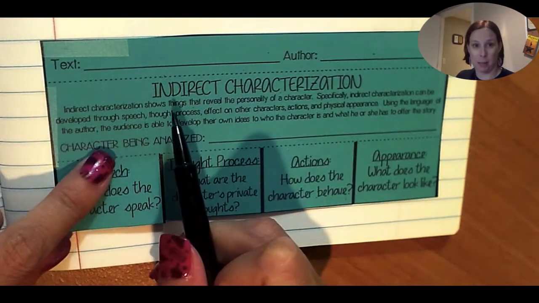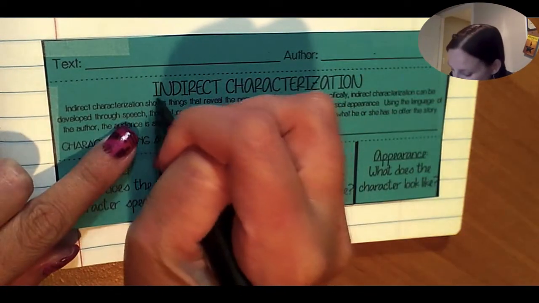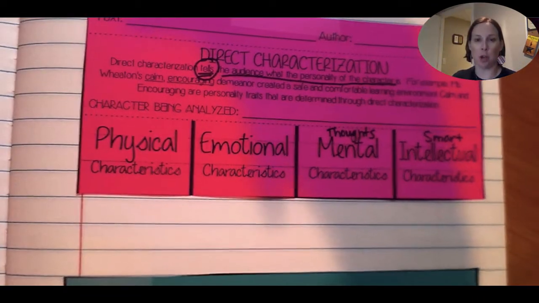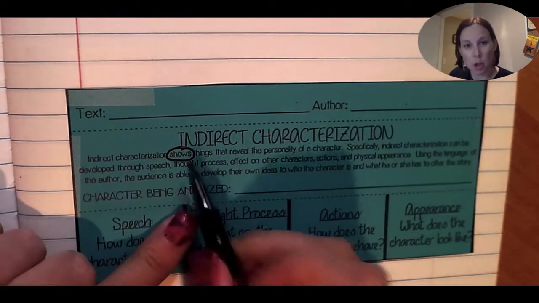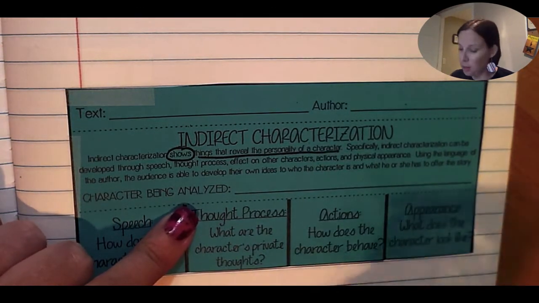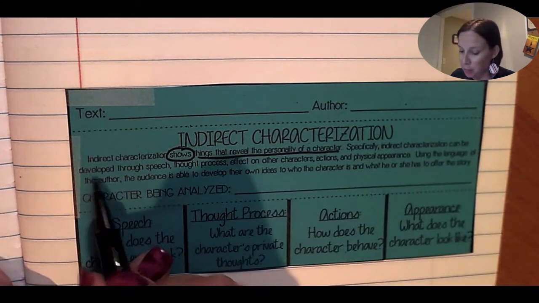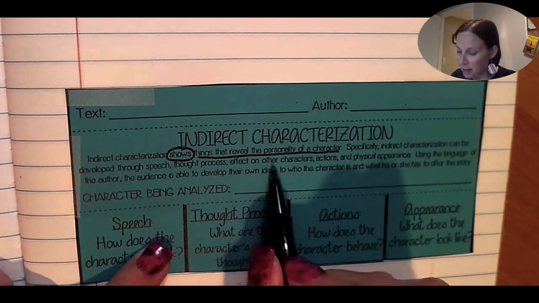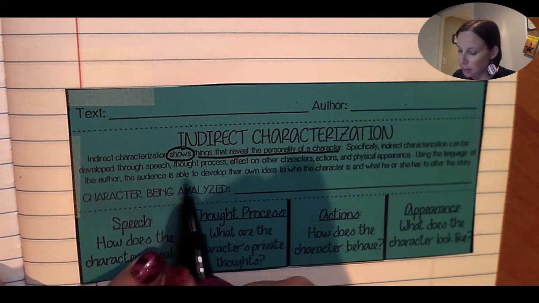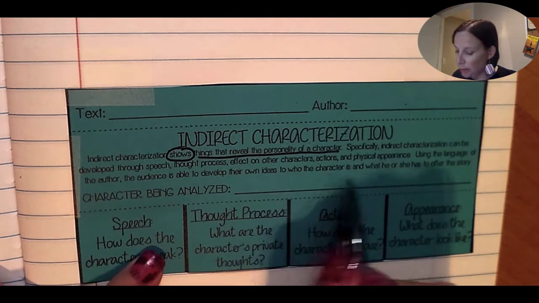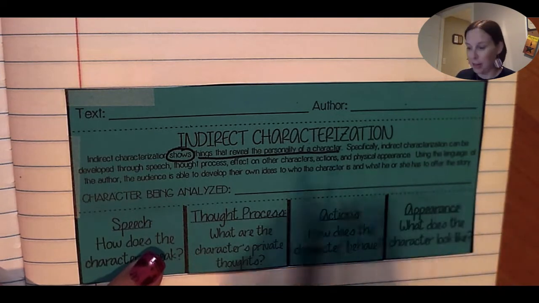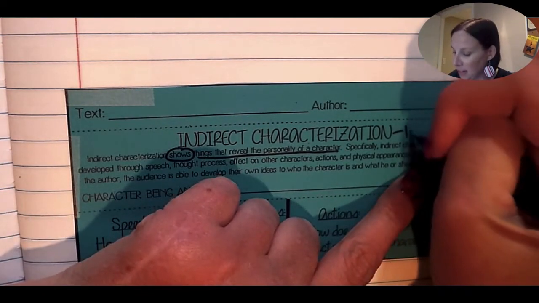Indirect characterization is. So indirect characterization shows. How many times have you been told by an English teacher to show, not tell? So it shows things that reveal the personality of a character. Specifically, indirect characterization can be developed through speech, thought process, effect on other characters, actions, and physical appearance. Using the language of the author, the audience is able to develop their own ideas about who the character is and what he or she has to offer the story. Indirect characterization is inferencing.